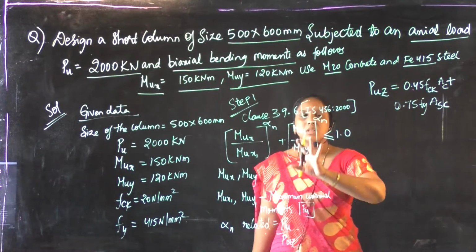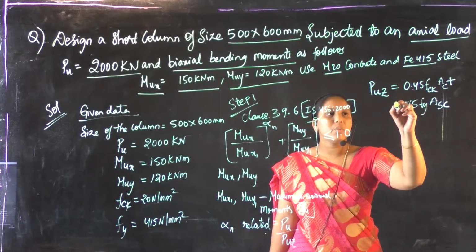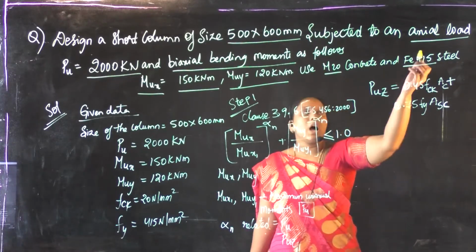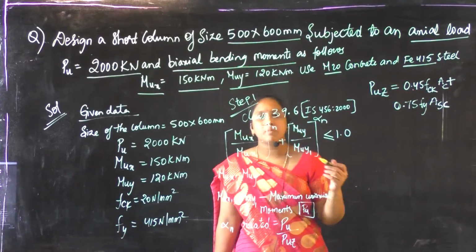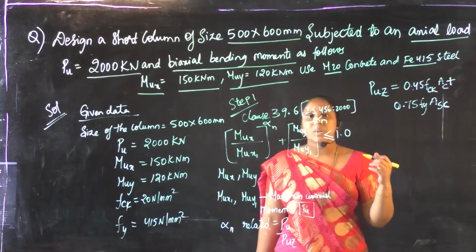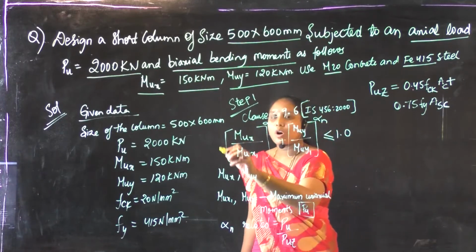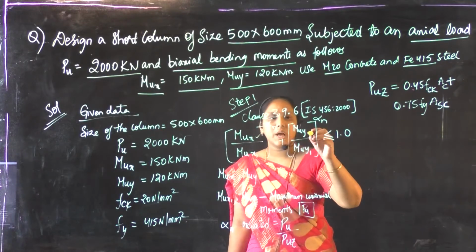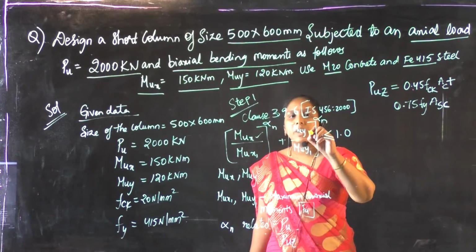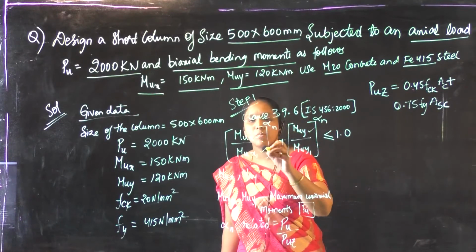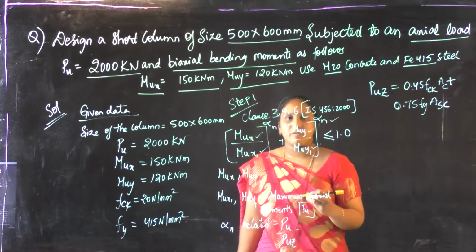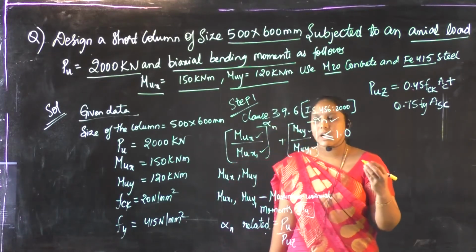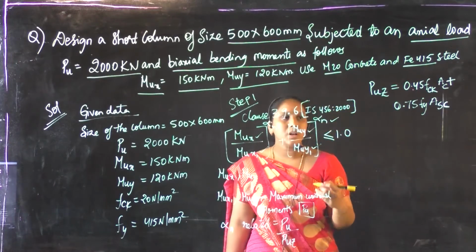So these are the equations we have to use when the column is to be designed for axial load as well as when it is subjected to biaxial bending moments. To solve this equation, we have the value of MUX, which is already given in the question. The MUY value is also given, but the unknowns here are MUX1, MUY1 and alpha n. So this is what we have to calculate. First let us calculate the MUX1 and the MUY1 values.